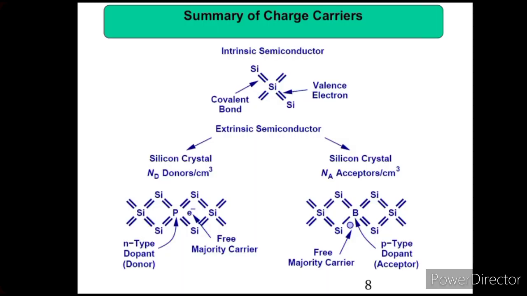That is the summary of charge carriers in an intrinsic semiconductor, that is silicon, which has 4 valence electrons that create the covalent bonds. Another type is the extrinsic semiconductor.